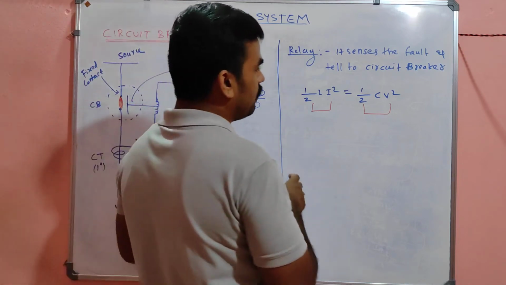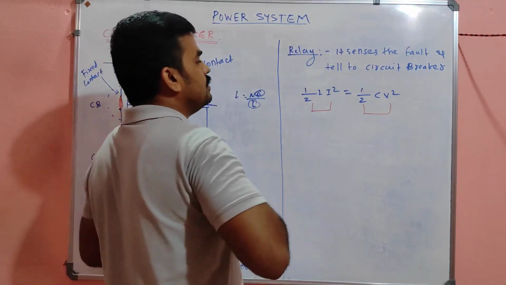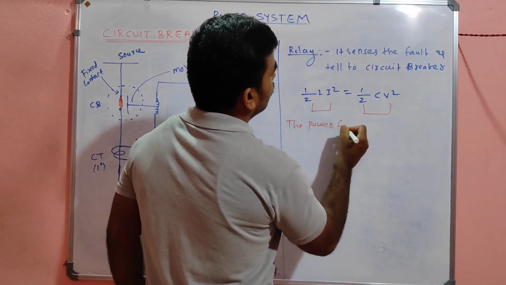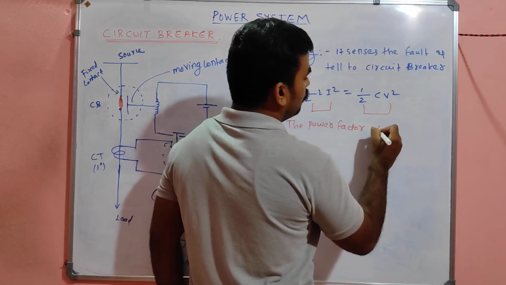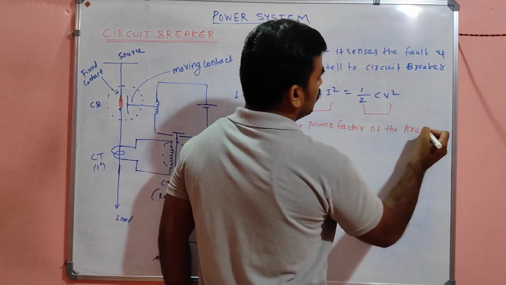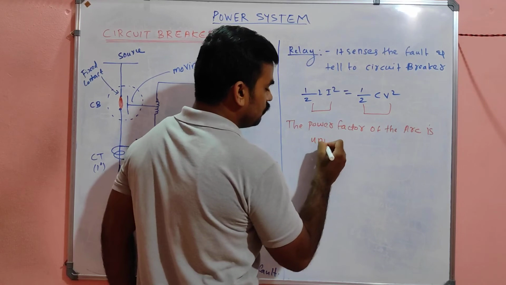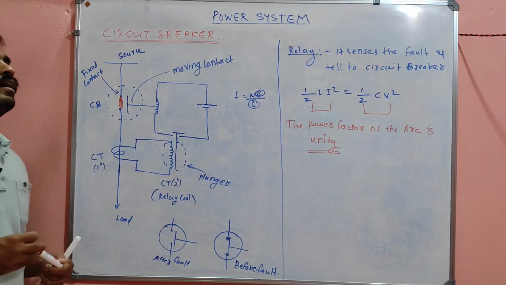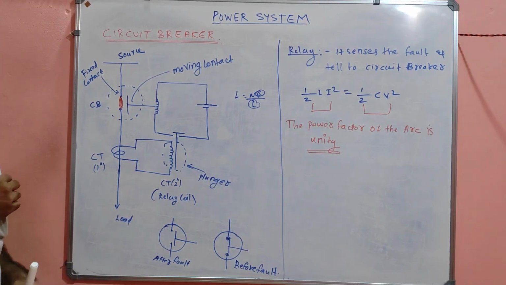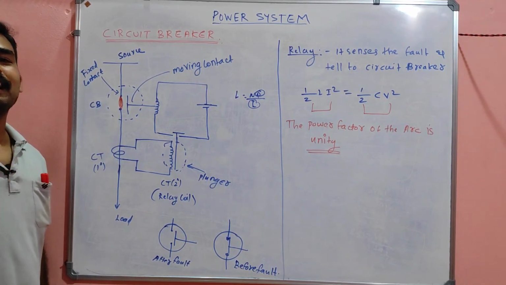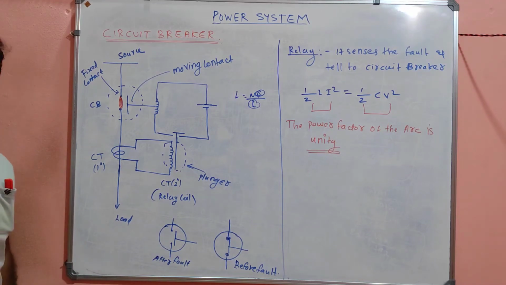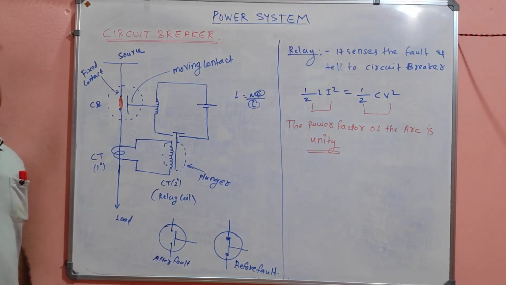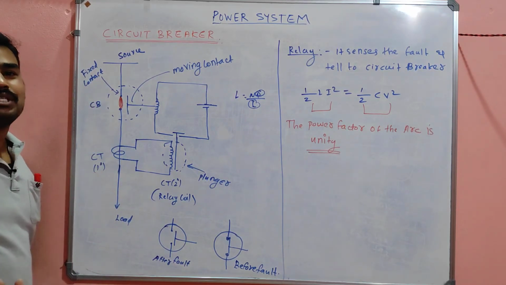So a wonderful question you can expect is: the power factor of the arc is unity. Very important question, my dear. The power factor of the arc is unity. So the arc is resistive in nature. That's all. So the arc will exist there. If there is an arc, it means the continuity will happen again.